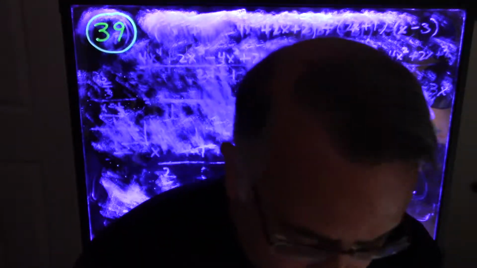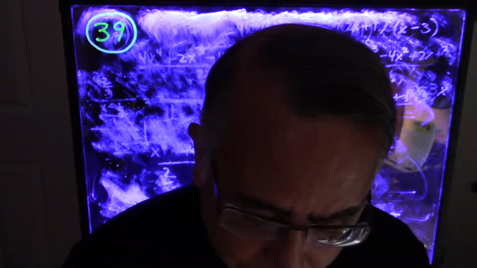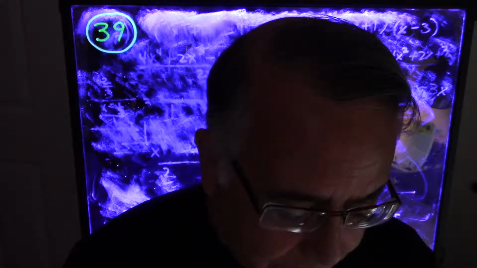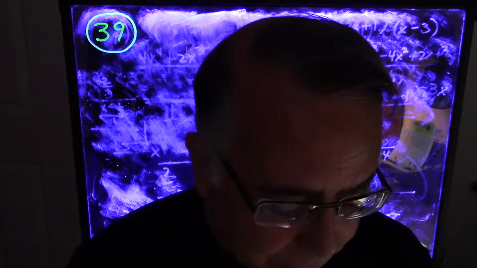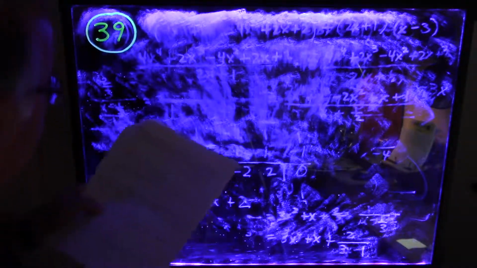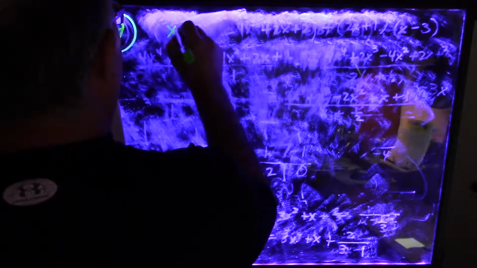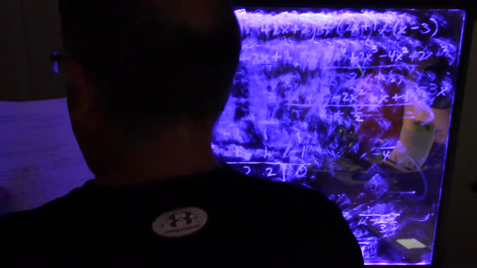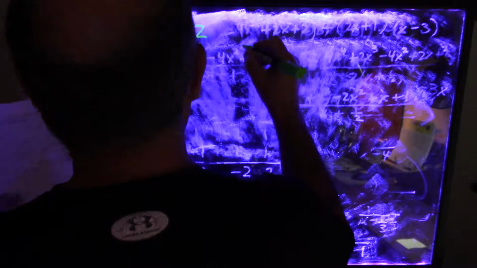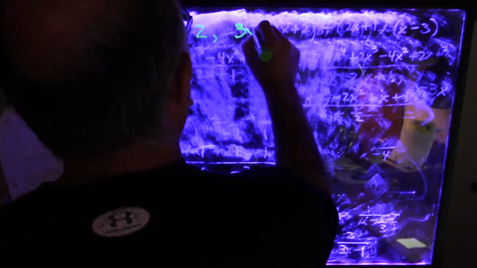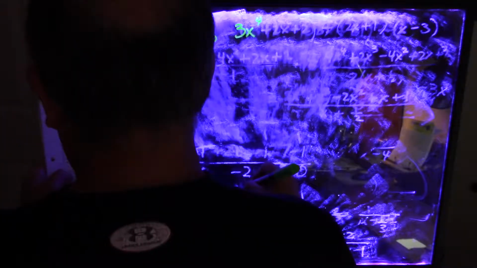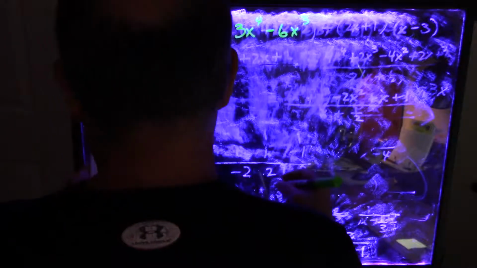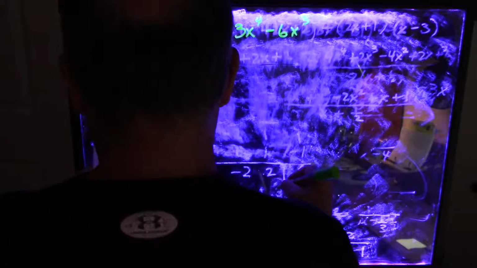Number 39. For the following exercises, use synthetic division to determine whether the first expression is a factor of the second. If it is, indicate the factorization. So, 39 we have x minus 2 and 3x to the 4th minus 6x cubed minus 5x plus 10.